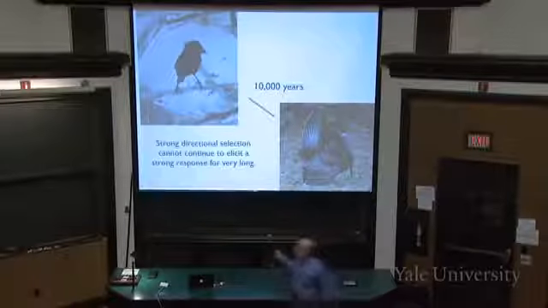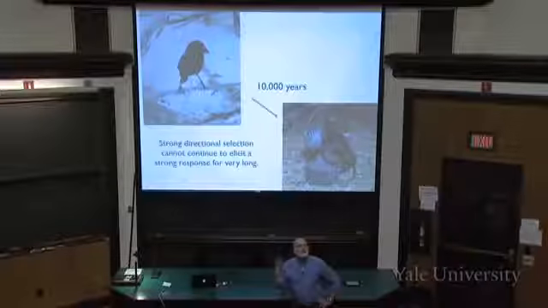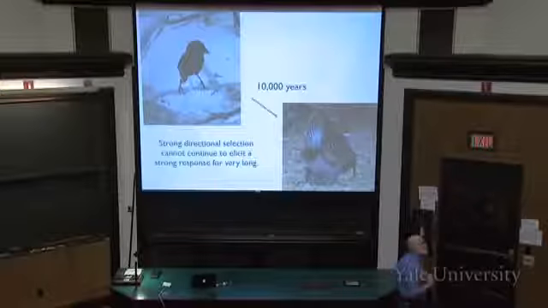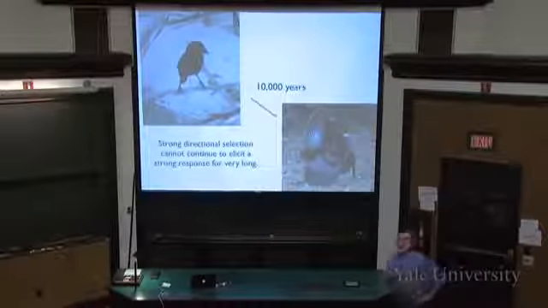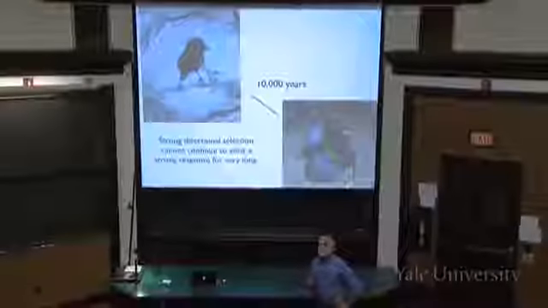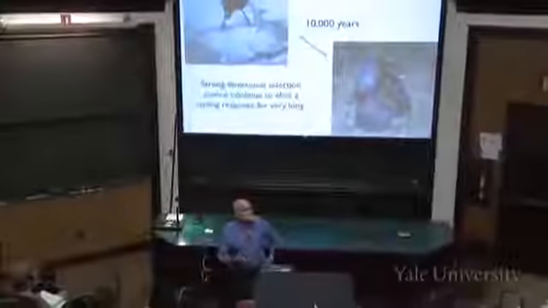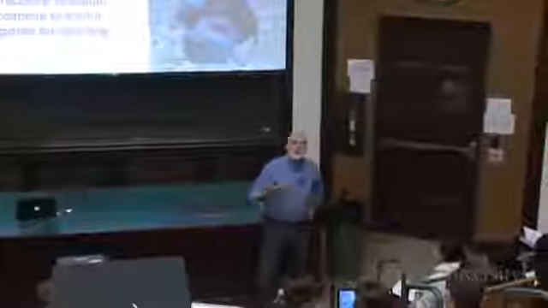So what will happen if you keep a strong directional selection going on finches? What would happen to humans if there were strong directional selection on humans to increase in body size? What would happen if we got turned from, say, 50 to 80 kilo primates into 3-ton primates? How long could that go on?